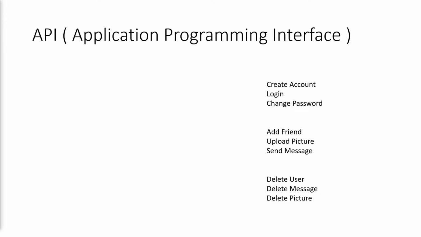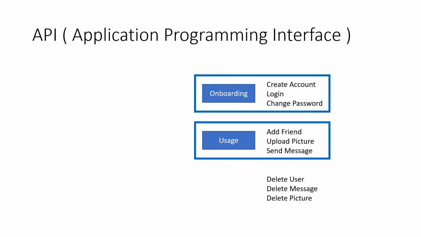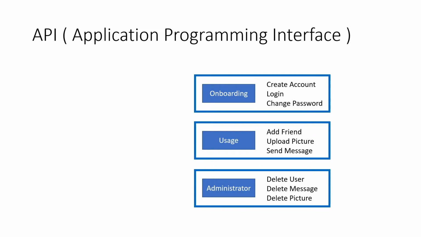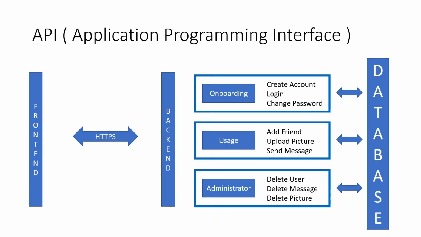We can build a well-rounded API from this list of features by first grouping them, and then designing a module for each of the related components. Onboarding, usage, administrator. These individual APIs would fit into a larger picture. For example, the back end, as opposed to the front end, probably connected to a database.